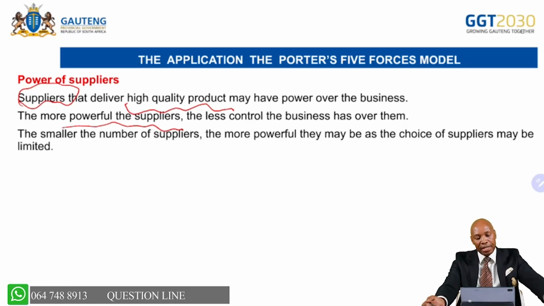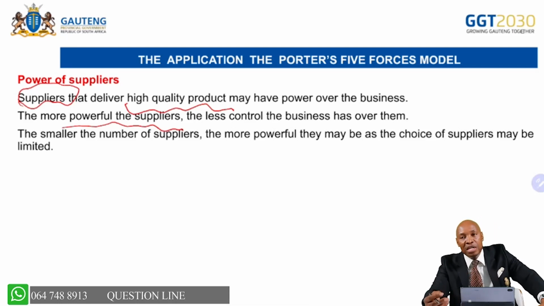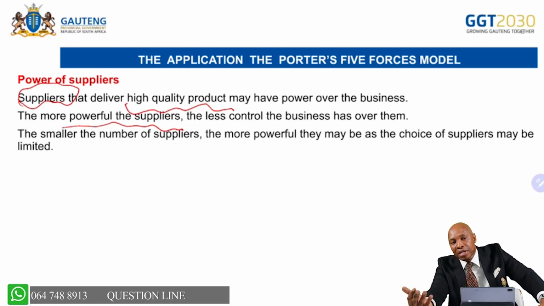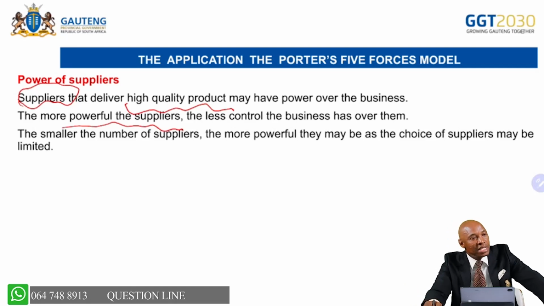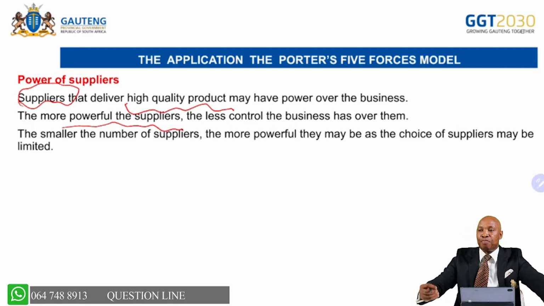Right. Then the last one, you can say the smaller the number of suppliers, the more powerful they may be, as choice of suppliers may be limited. We are businesses, there are just limited suppliers in the market, and we are all in demand of their products. So they have power. They can then dictate terms to us.